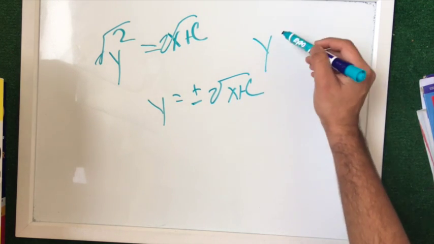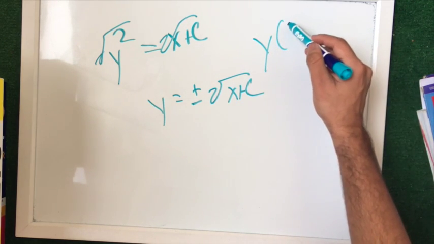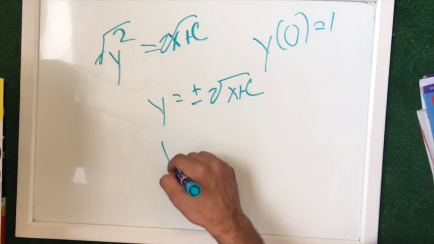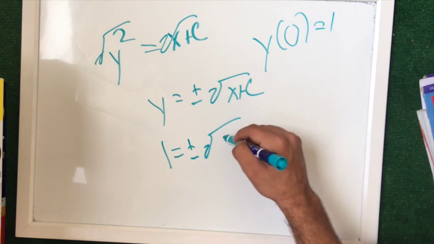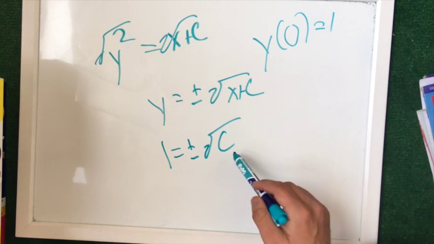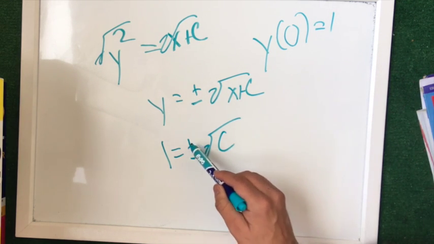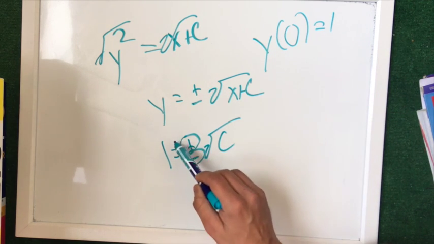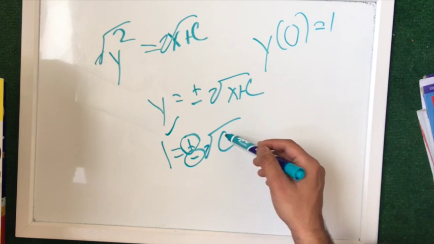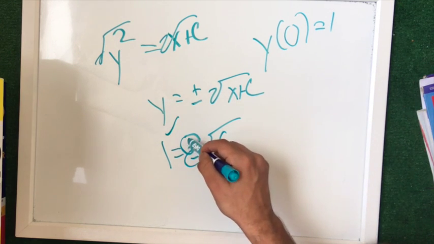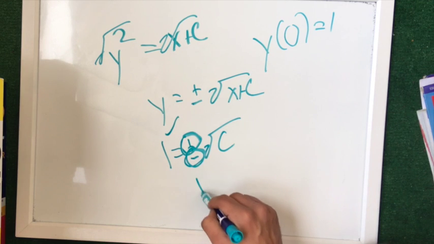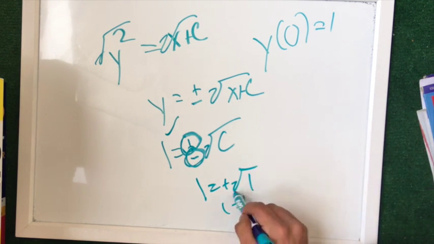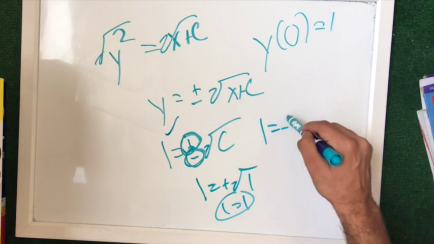And your general solution is, for example, 0 equals 1. So we have y equals plus or minus square root c. Now the problem is you have to know which sign to keep in order to make this true. So what value, c will always stay the same, but you want to make sure you use the right sign. So 1 equals plus square root 1. 1 equals 1. That's correct. But if you use the negative, you get 1 equals negative 1.